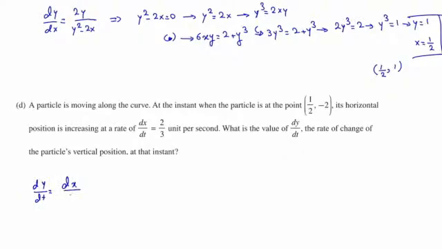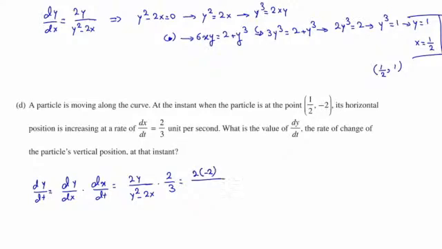We can say it is equal to dy/dx times dx/dt. For dy/dx, we have the formula from part A, 2y over y squared minus 2x, times dx/dt, which the problem says is equal to 2/3. Now, at which point? At the point 1 over 2 and negative 2, so y is negative 2.